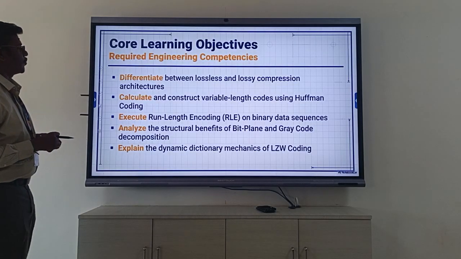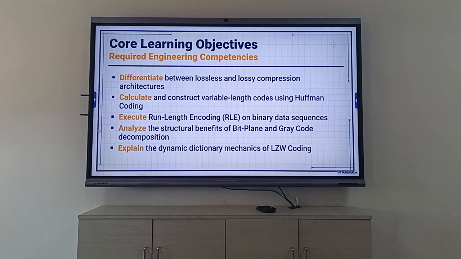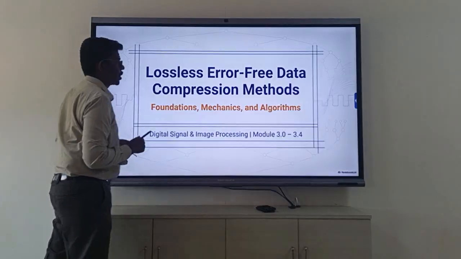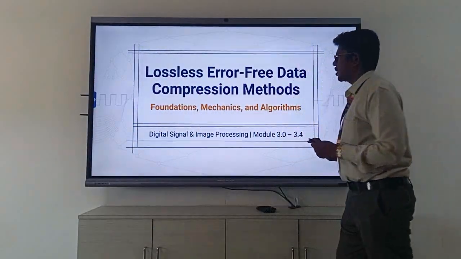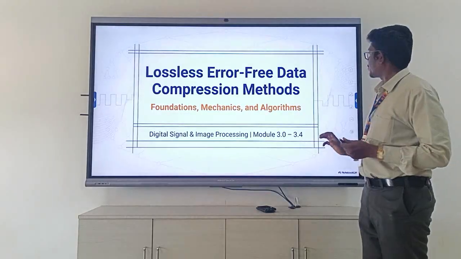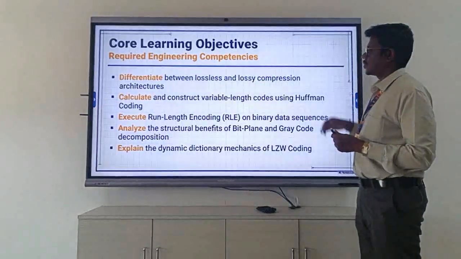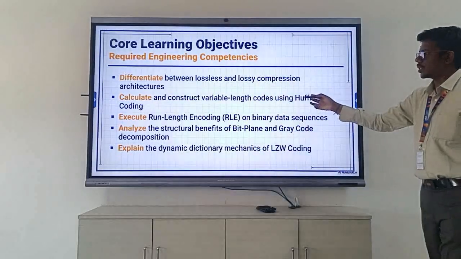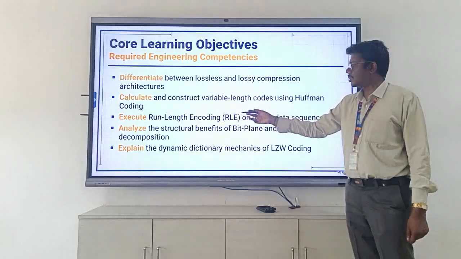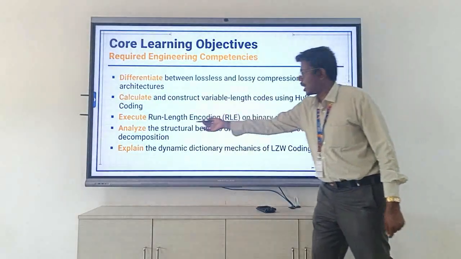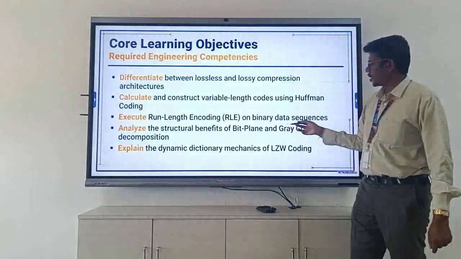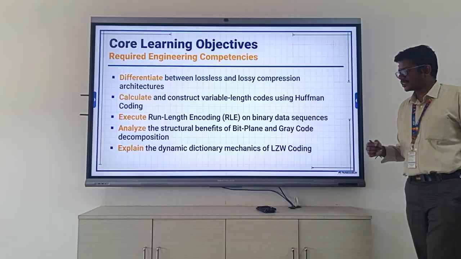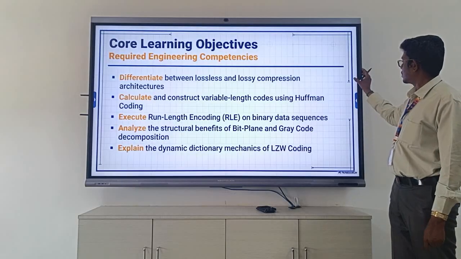So this is the objective of the concept: to differentiate between lossy and lossless compression, calculate the compression ratio with respect to efficient compression, and calculate the construction of variable length coding using Huffman coding. Then execute run length coding on a binary data sequence, analyze the structural benefits of bit plane and gray level decomposition, and also identify the dynamic dictionary mechanism of LZW coding.